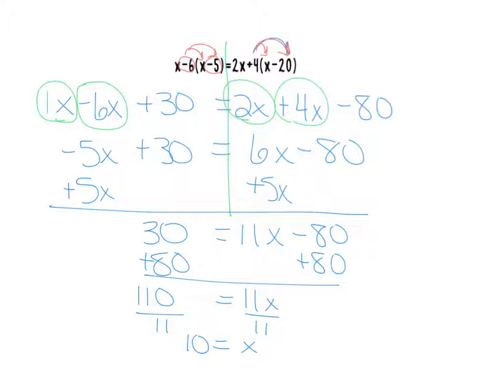So my first step, I distributed, and I got x minus 6x plus 30 equals 2x plus 4x minus 80. Then I combined like terms. I got negative 5x plus 30 equals 6x minus 80.